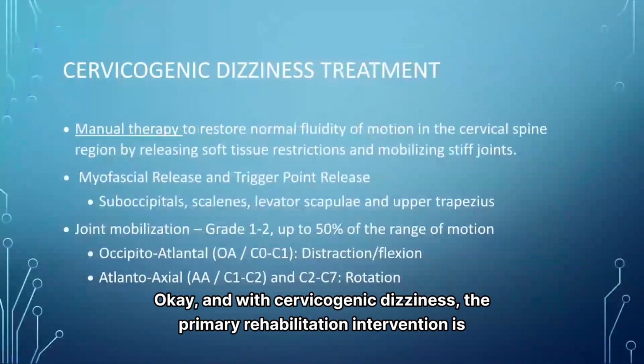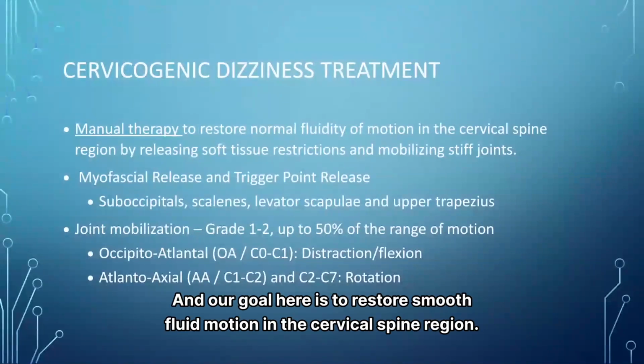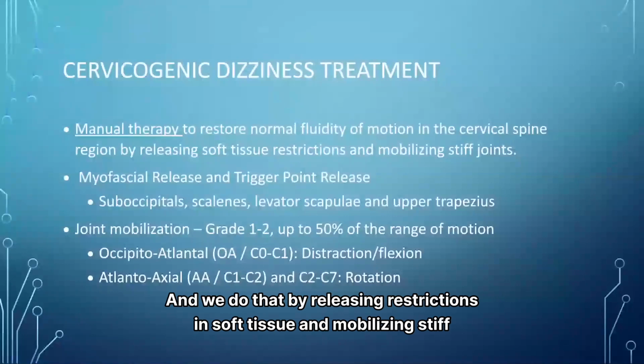Okay, and with cervicogenic dizziness, the primary rehabilitation intervention is manual therapy. And our goal here is to restore smooth, fluid motion in the cervical spine region. And we do that by releasing restrictions in soft tissue and mobilizing stiff joints.